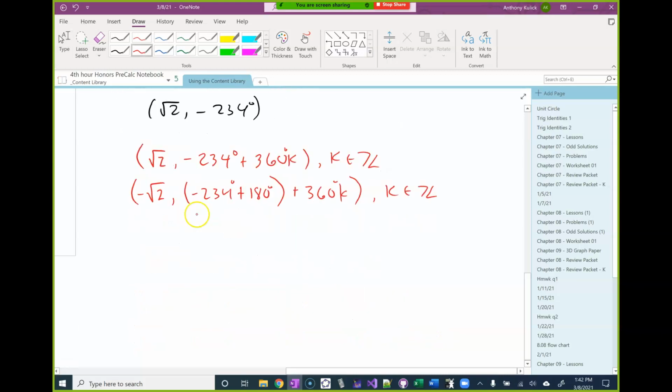And if I add the negative 234 and the 180, I get what? Negative 54? Is that right? Does that feel okay to you guys? No big deal, right? Just kind of using the formula.